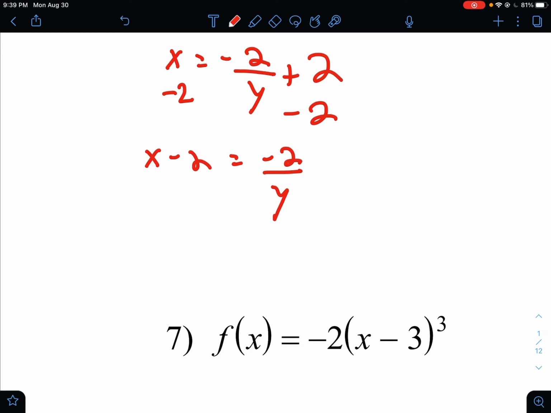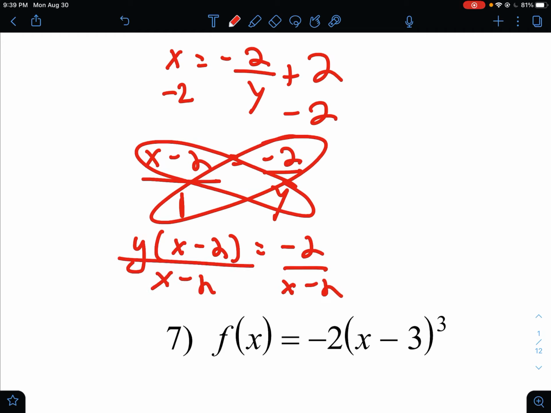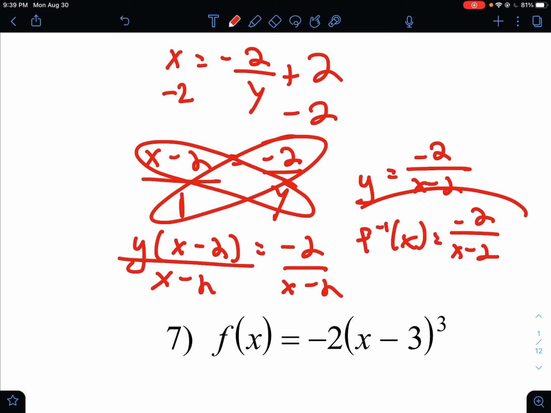So one thing you could think about here, you could always make anything a fraction by putting it over 1. You could just cross multiply. So I get y times x minus 2 equals negative 2. I just cross multiplied there. All right. And again, I'm trying to get my y by itself. Well, the y is being multiplied by x minus 2. Divide both sides by x minus 2. I get that y is equal to negative 2 all over x minus 2. So my f inverse of x is equal to negative 2 all over x minus 2. That was a hard one.